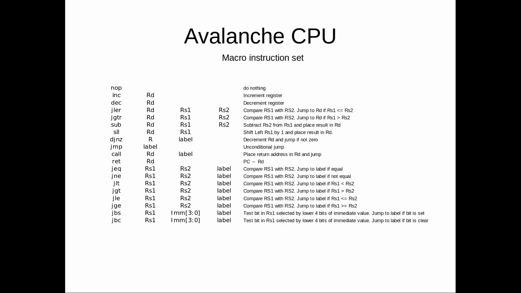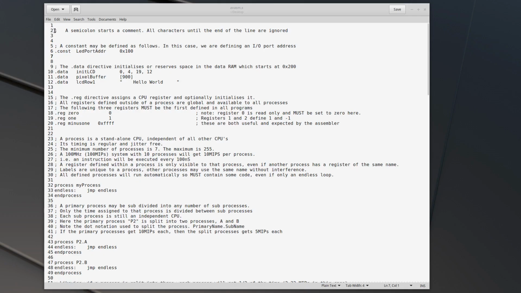Okay then, so if we have a look at some assembly language code, we can see how it's all put together. A semicolon starts a comment. Everything from the semicolon to the end of the line is ignored by the assembler. To give meaningful names to constants, like 0x100, you can use the .const directive. Here, LED port address is defined as being 0x100. So every time the assembler sees LED port address, it will change it to 0x100.